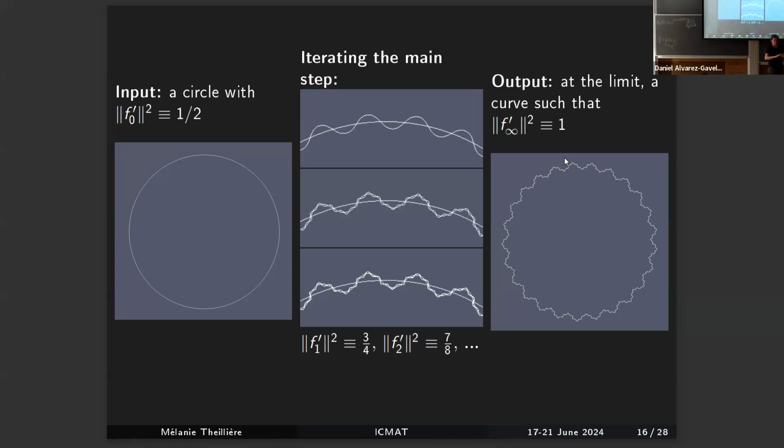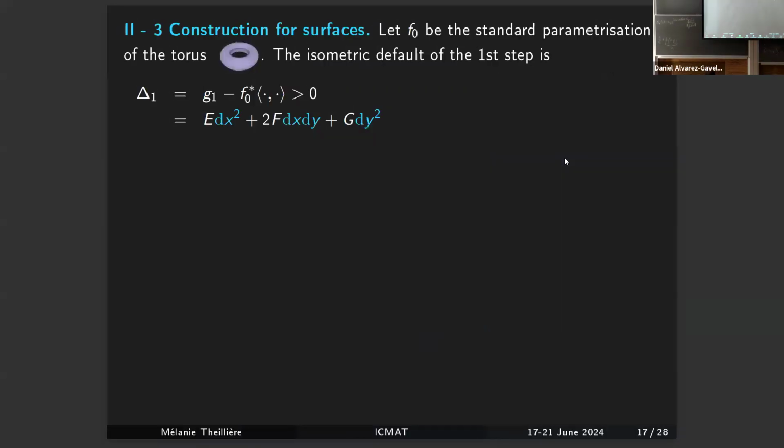It's harder. But yes, it's possible for Gavi. Just a tiny example to understand the mistake. Sure, for sure. Okay, so let's consider the torus. We take the standard parametrization of the torus, and we look at the isometric default of the first step.